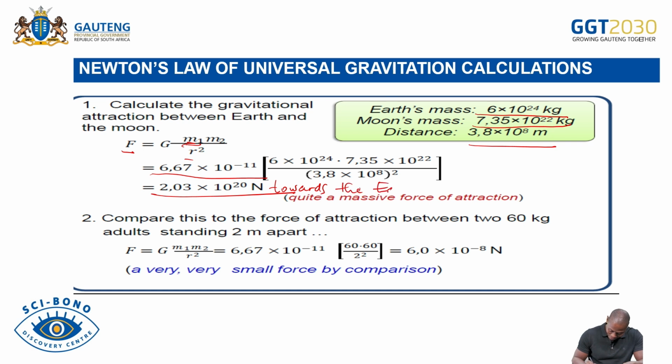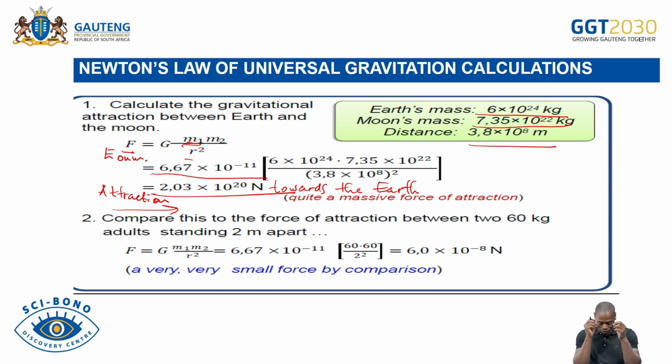the Earth. This is the force exerted by Earth on Moon, so it's 2.03 times 10 to the power 20 newtons towards the Earth. Or you can just write attraction. I think it's still fine, because every body in the universe attracts every other body. So you can just say it's attraction.